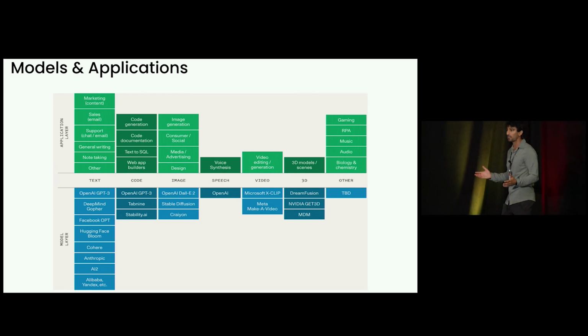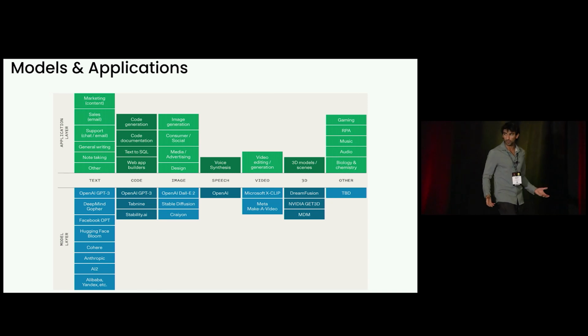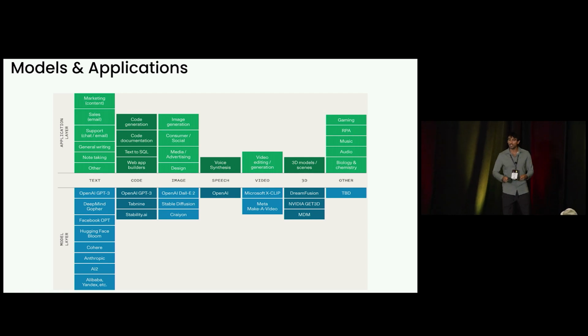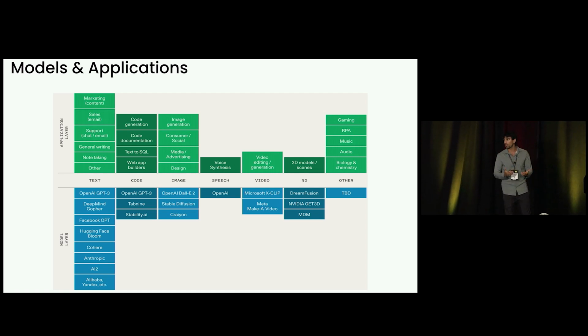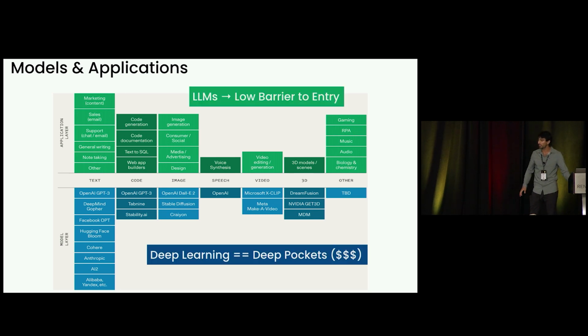If I had to bifurcate this, we have the model layer, where the bigger players, the Amazons and Googles and OpenAIs and Microsofts of the world, compete in building the most sophisticated models. And then you have the application layer, which is built on top of these models. If you want to take anything away from this slide, it's that deep learning requires deep pockets.